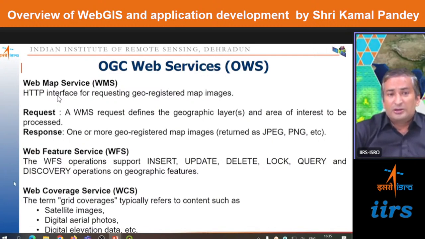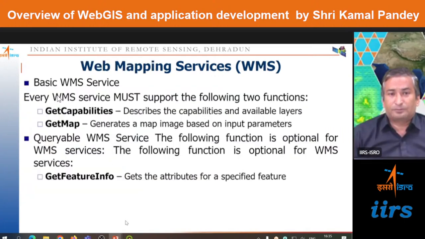Okay. Similarly, for the Web Feature Services, again, it has the same things, but it supports insert, update, delete, lock, query, and discovery operations on geographical features. Whereas for the Web Coverage Services, the term grid coverage is typically referred to as satellite images, digital aerial photographs, digital elevation models, and many more.